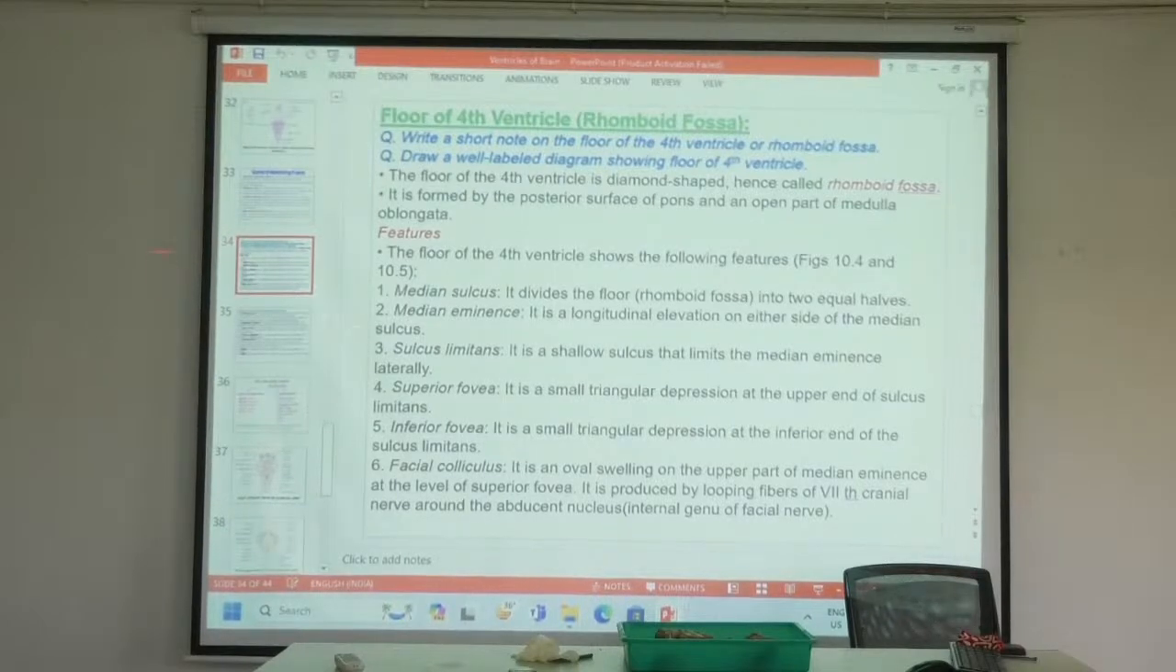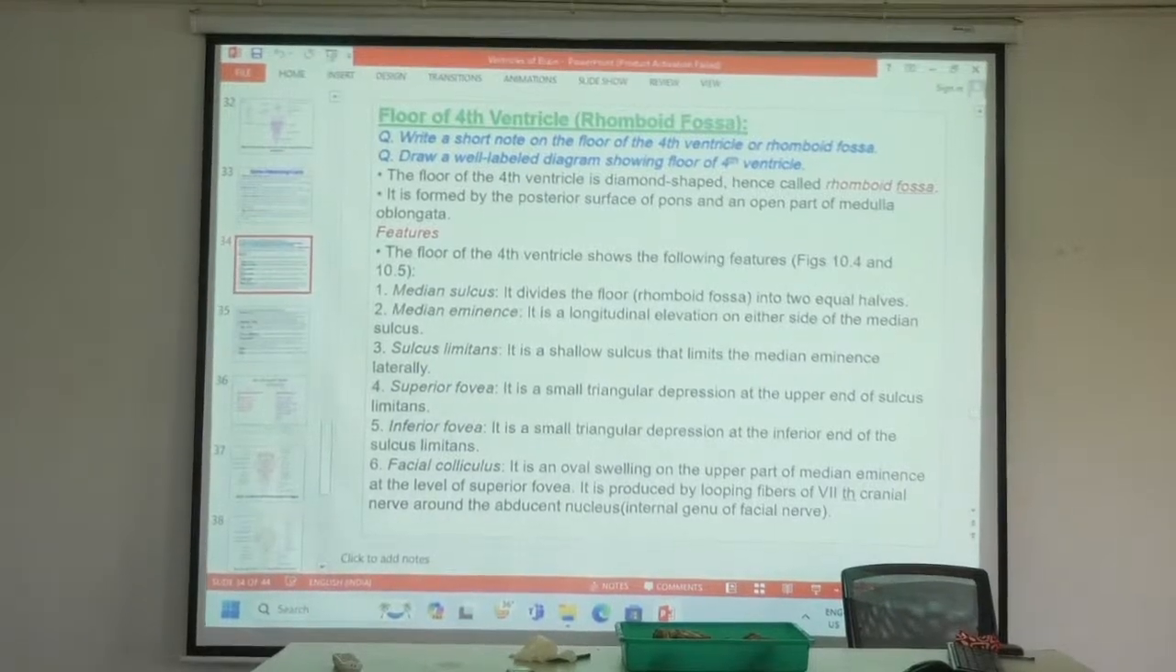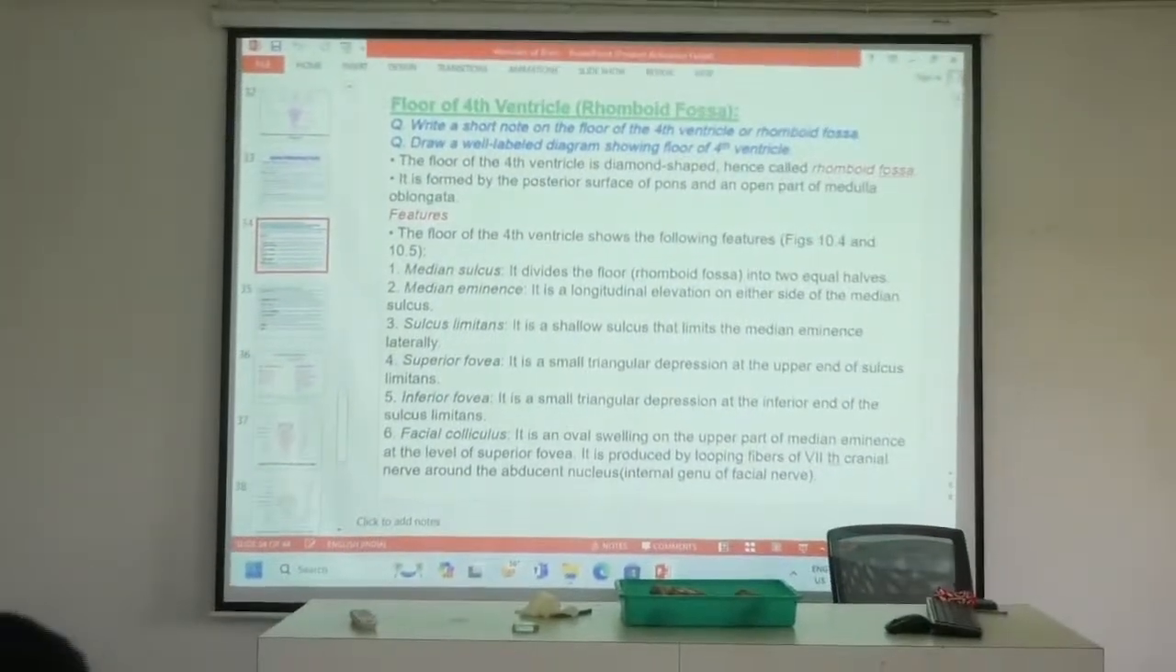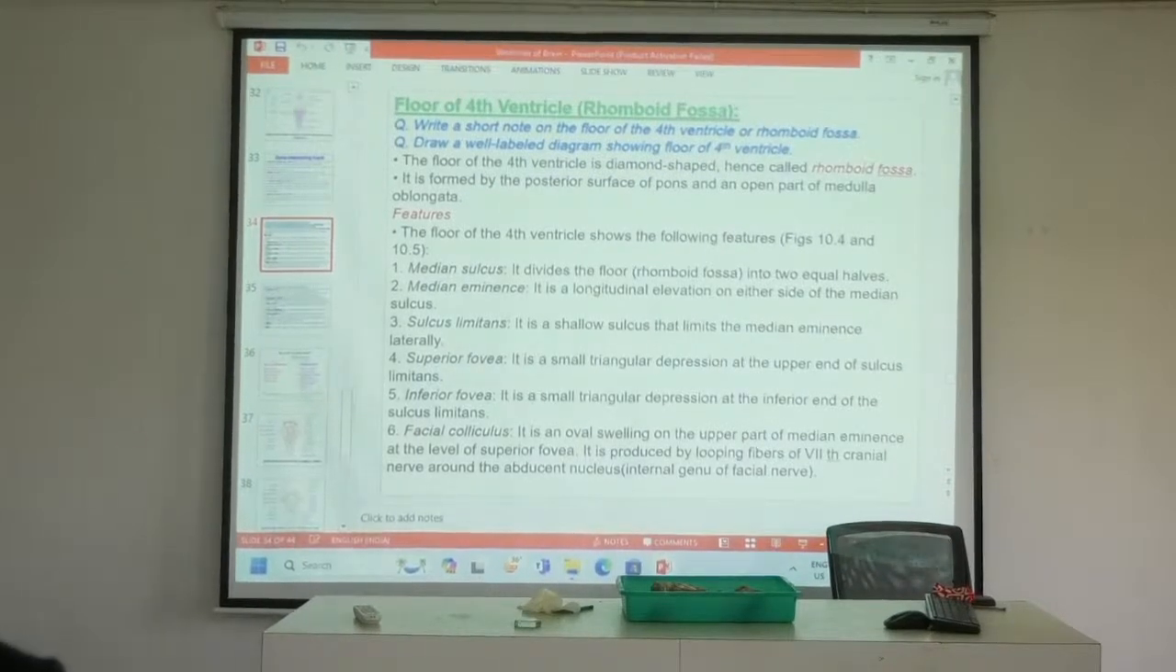One is the median sulcus. It divides the floor, or rhomboid fossa, into two equal halves lying in the midline. Median eminence: it is a longitudinal elevation on either side of the median sulcus. Next is the sulcus limitans. It is a shallow sulcus that limits the median eminence laterally. Next is the superior fovea. It is a small triangular depression at the upper end of the sulcus limitans. Inferior fovea is a small triangular depression at the inferior end of the sulcus limitans.